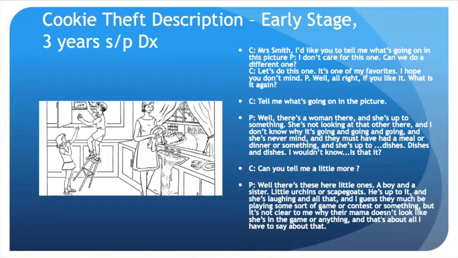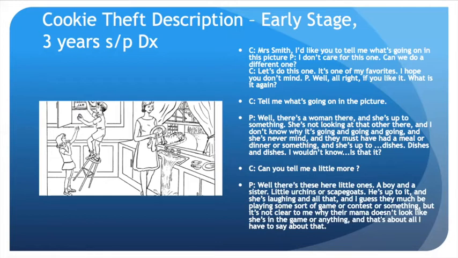Clinician: Miss Smith, I'd like you to tell me what's going on in this picture. Patient: I don't care for this one. Can we do a different one? Clinician: Let's do this one. It's one of my favorites. I hope you don't mind. Patient: Well, all right, if you like it. What's it again? Clinician: Tell me what's going on in the picture.